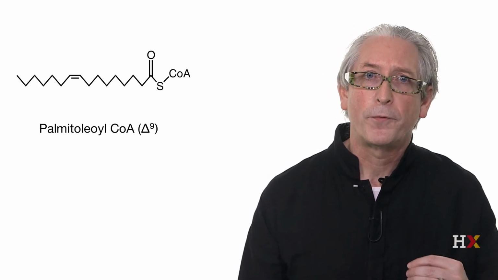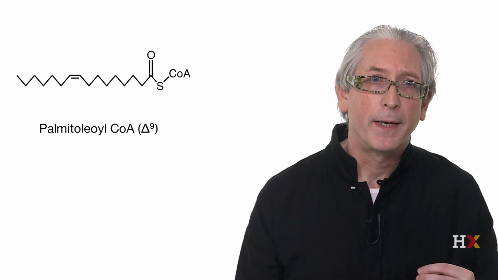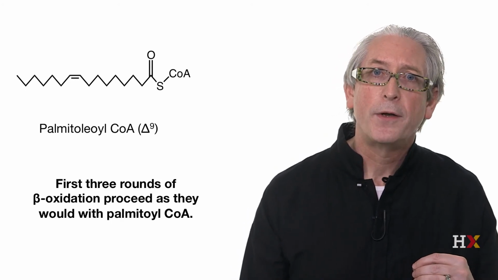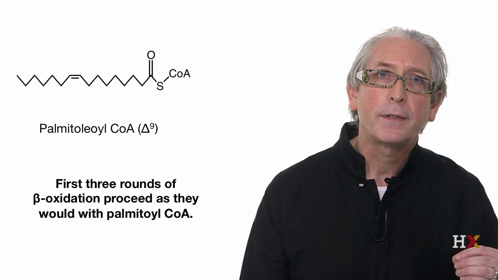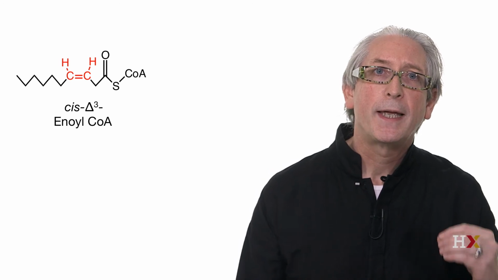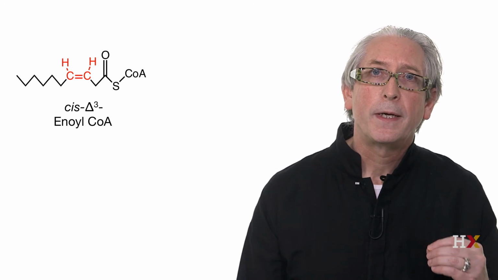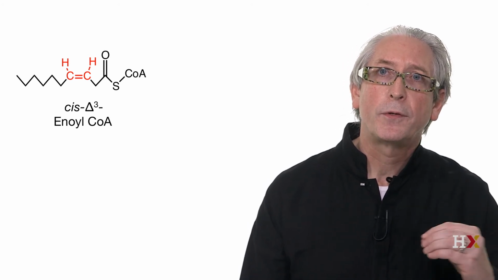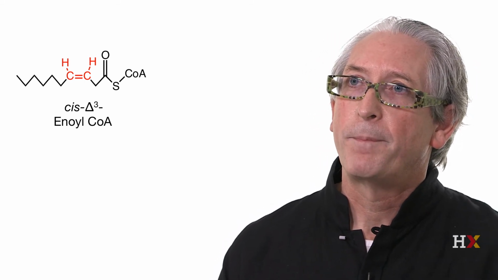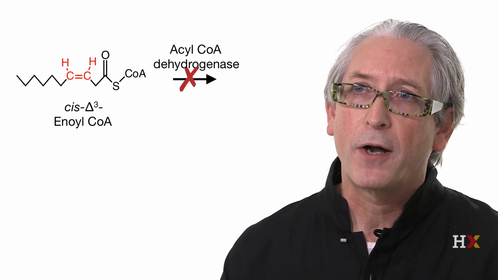Let's take the example of a 16-carbon fatty acid with a double bond beginning at carbon 9. The first 3 rounds of beta oxidation are normal. At this point, the double bond is reached and a molecule of cis-enoyl coenzyme A is produced. The double bond is on the 3rd carbon relative to the carbonyl group. The next round of beta oxidation cannot proceed because cis-enoyl coenzyme A is not a substrate for the dehydrogenase.